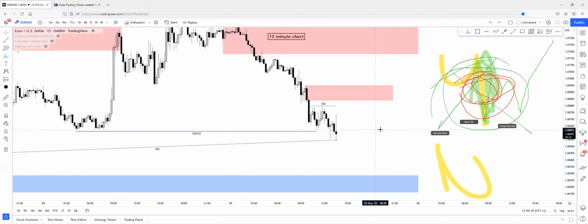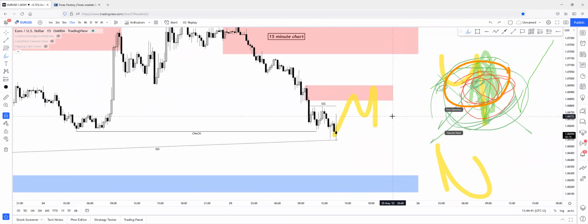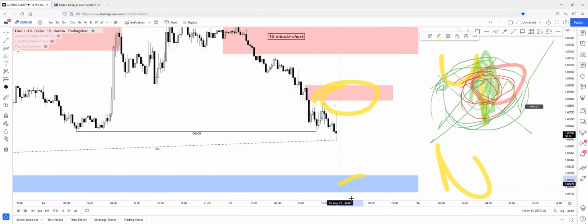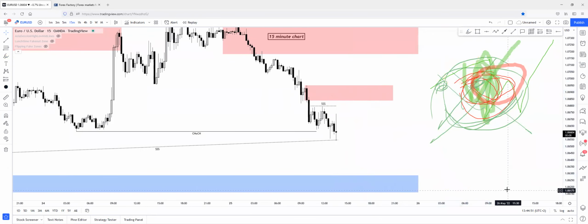All you have to do is mark your zones and build a plan for those zones. And these plans are simple too. Two plans for the zones. First is the change of character. Second is the break of the zone. These are the two plans that we are using. If one of these happens on one of these zones, then we are entering the trade. If these aren't happening, then we are staying out of the trade. You don't have to force yourself into bad, low probability setups.